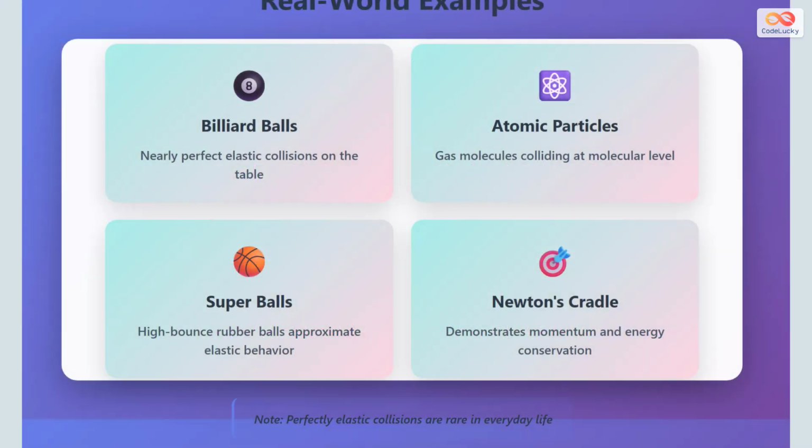Where do we see elastic collisions in real life? Billiard balls provide nearly perfect elastic collisions on the table. At the atomic level, gas molecules colliding exhibit elastic behavior. Super balls made of high-bounce rubber approximate elastic collisions. Newton's cradle demonstrates both momentum and energy conservation beautifully. However, it's important to note that perfectly elastic collisions are rare in everyday life. Most real collisions lose some energy to heat, sound, or deformation.